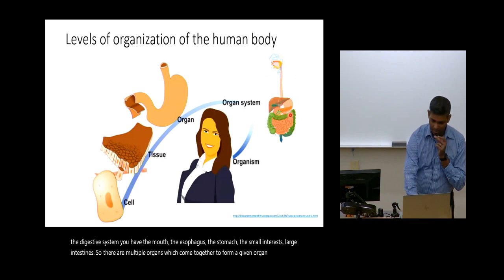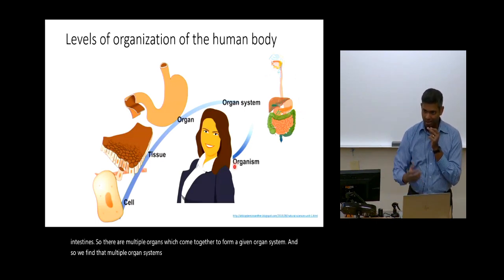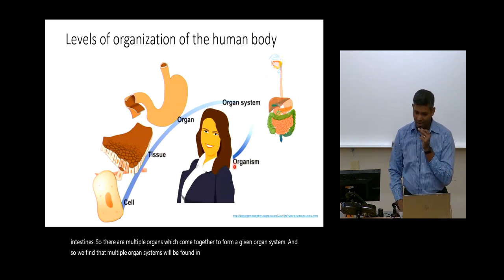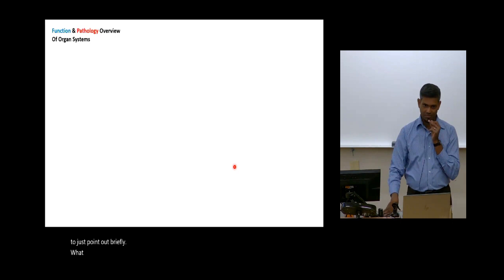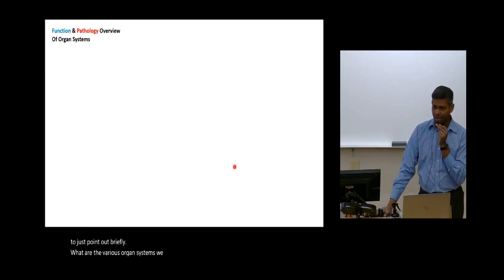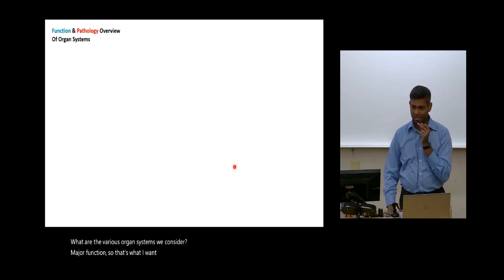So there are multiple organs which come together to form a given organ system. And so we find that multiple organ systems will be found in the organism, right? And I want to just point out briefly what are the various organ systems we consider and what is their major function. So that's what I want to point out in this slide.